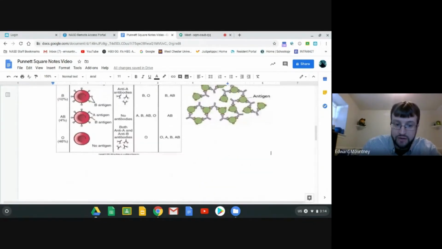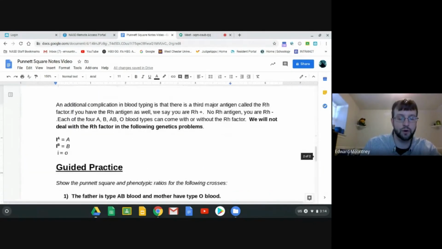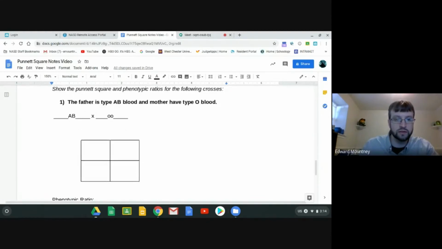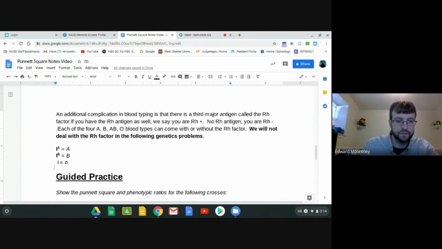Now they're codominant, so both traits are present, which is why you have A and B antigens on your red blood cell. So I'm going to put AB for the father, and then O for the mother. Now, if you remember, O is recessive. So if I have type O blood, I must have two little O alleles. Again, we're just abbreviating. Instead of using the I's, we're going to make things a little easier on us.